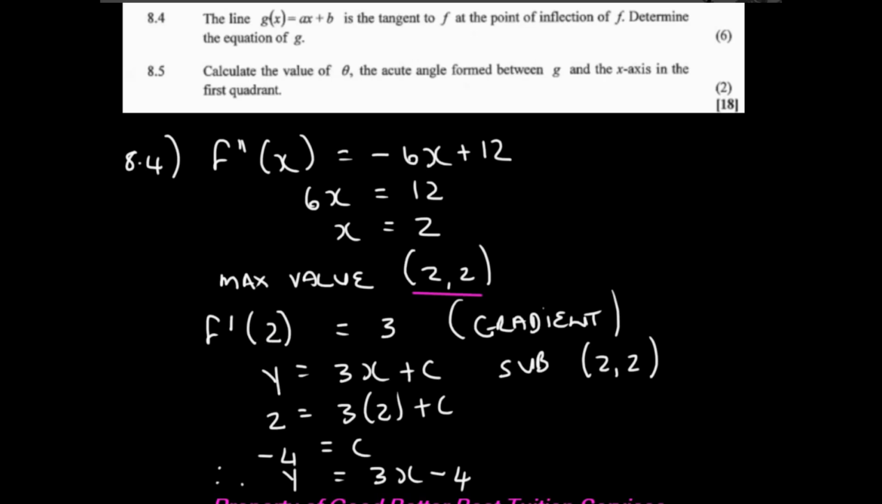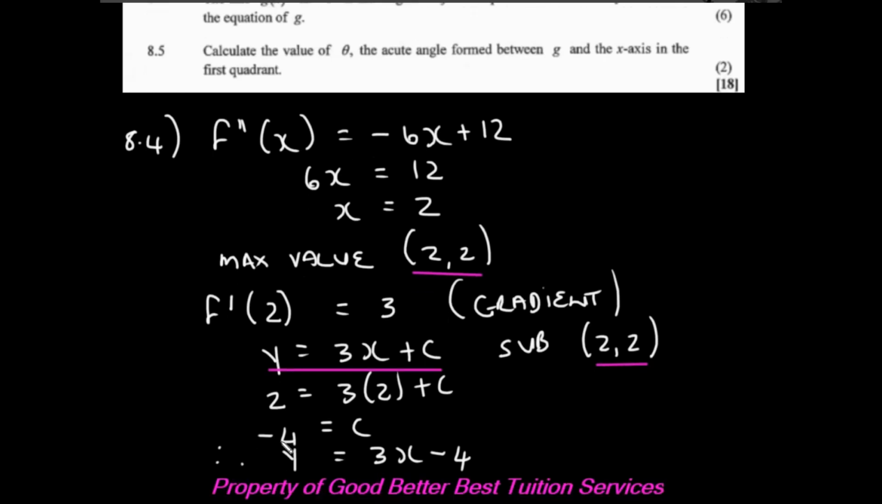Now, what we need to do, we know that when we substitute our value of 2 into the first derivative, that will give us the gradient of our tangent. So we see that the gradient of our tangent is equal to 3, and this gives us y is equal to 3x plus c. What do we need to do? We need to sub a point on the line. And the point on the line that we are going to substitute, is the only point we have, is (2; 2). That's for us to determine the equation of the line, and we see that c is equal to negative 4, therefore y is equal to 3x minus 4.